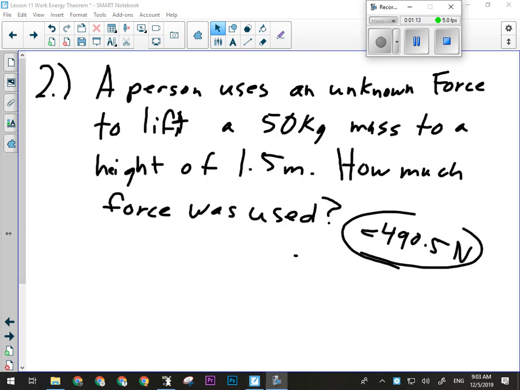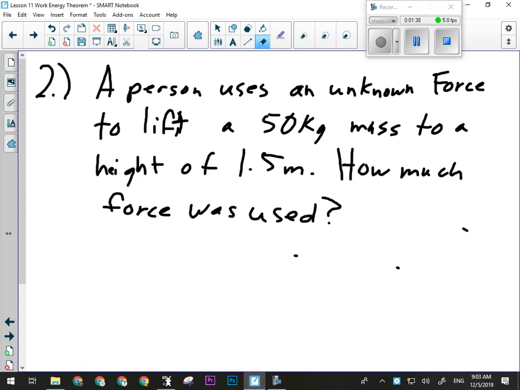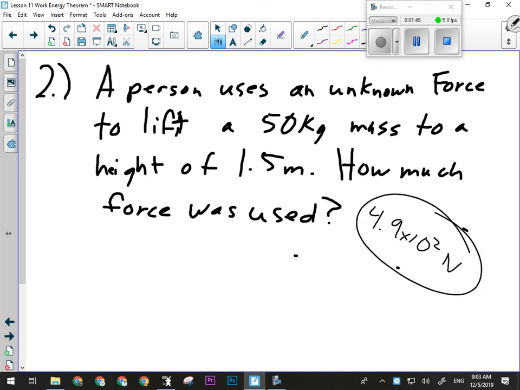I want you guys to try this one here. I have a person who uses an unknown force to lift a 50 kilogram mass to a height of 1.5 meters. We're looking for how much force was used to do that. The answer is there, 490.5 newtons. It should probably only have two significant figures though, so it should probably look like this instead. So give that one a try.